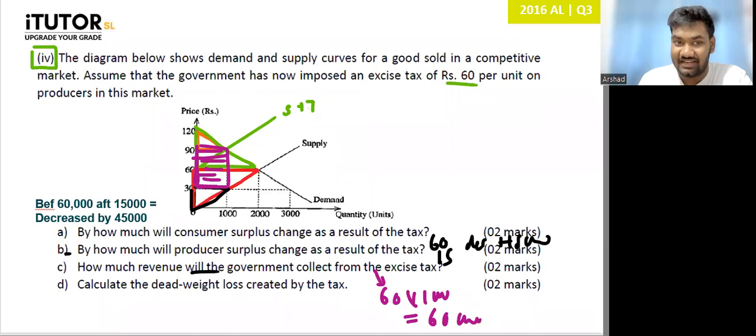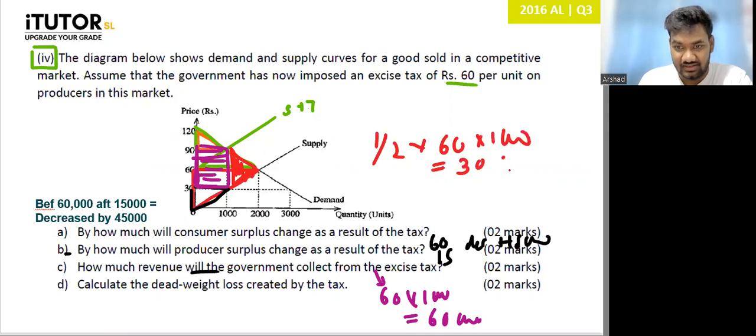Then deadweight loss. Which area is deadweight loss? Deadweight loss is this red area. How much is that? Half into, no, that's not 60,000. Half into 60 into 1000. There's a half. That should be 30,000. The deadweight loss is 30,000. Is that okay, guys? That's the easiest 8 marks that you can get.